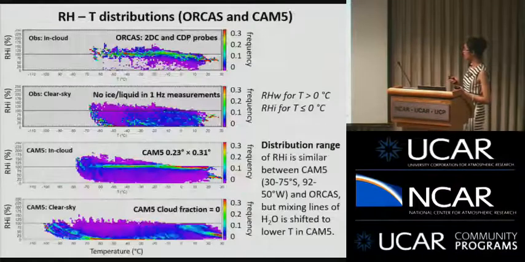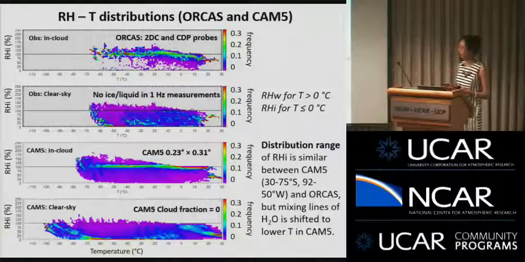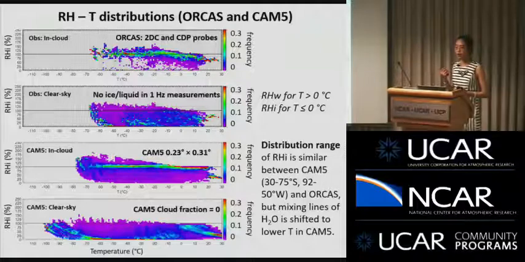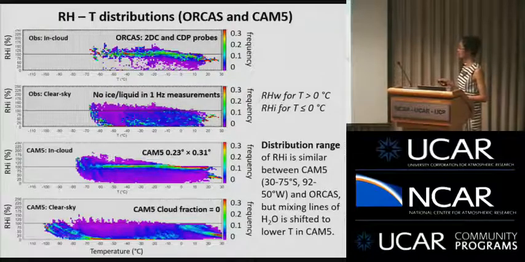But something that isn't completely comparable with observation is when we look at the relative humidity versus temperature distribution. For ORCAS, we use the 2DC and CDP probe. Whenever we have ice crystal or cloud droplet measurements, we call it in-cloud, and otherwise, we call it clear sky. So we combine RHW with RHI from the whole range of ORCAS sampling, and we compare it with the quarter degree CAM5 simulation. Everything is layer normalized. So if you see a redder or greener color showing up, it means most of the sampling occurs around 100%. And this is quite comparable, about 100%.